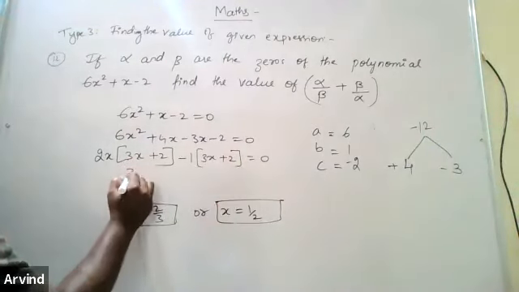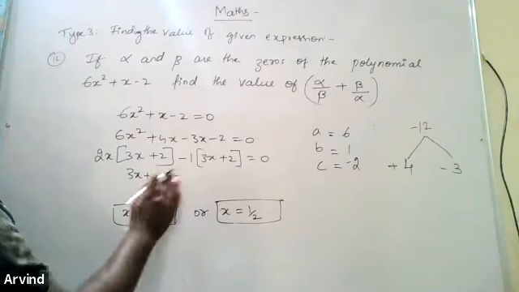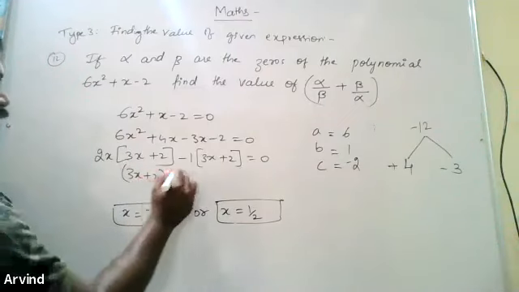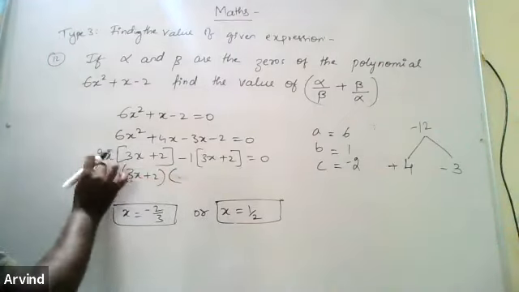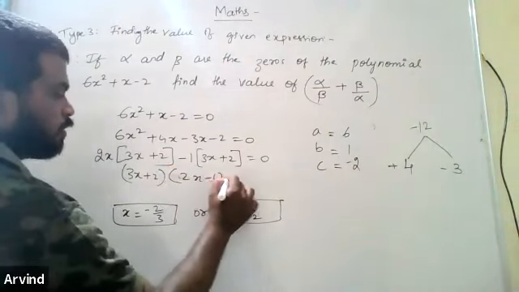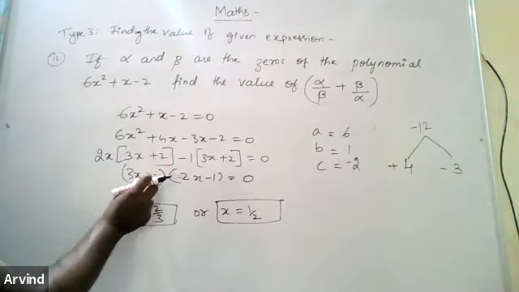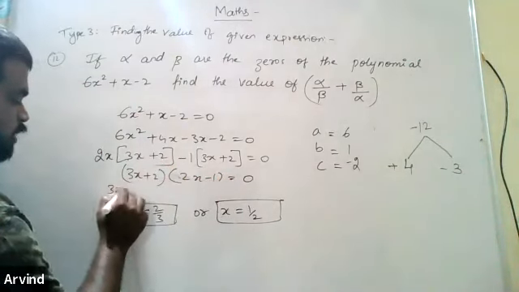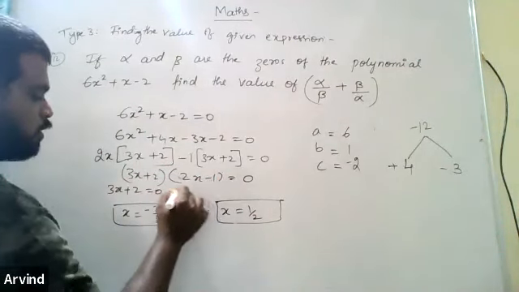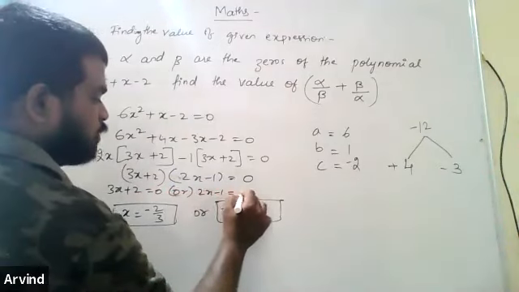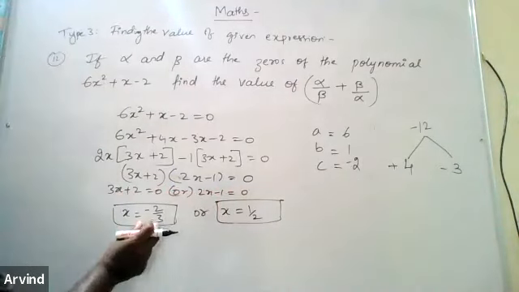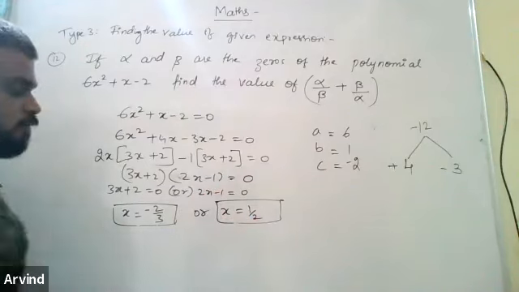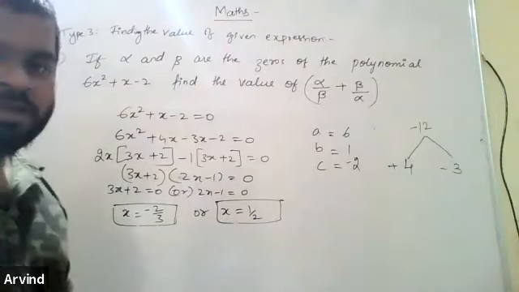Now what will happen? 3x plus 2 is equal to 0. Sorry, 3x plus 2 into what you wrote, the remaining 2x minus 1 equal to 0. Solve this: 3x plus 2 equal to 0 or 2x minus 1 equal to 0. Solving this gives -2/3, and solving this gives 1/2. Got it? Is it clear everyone?